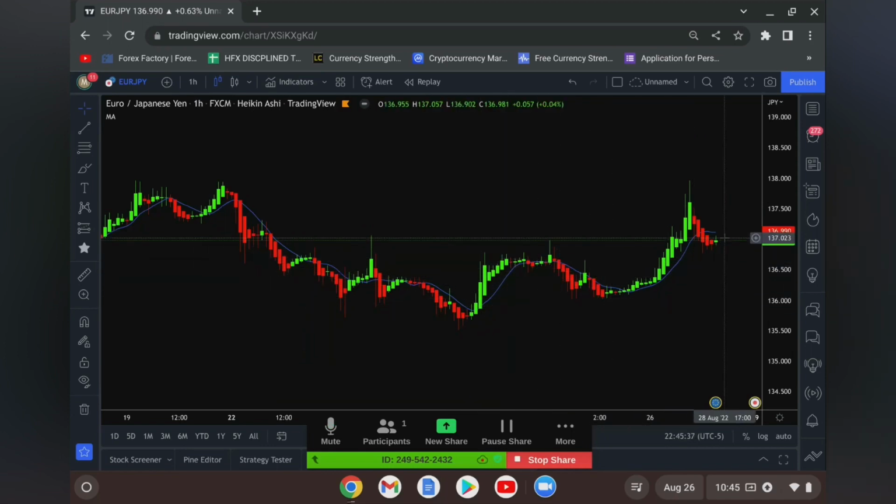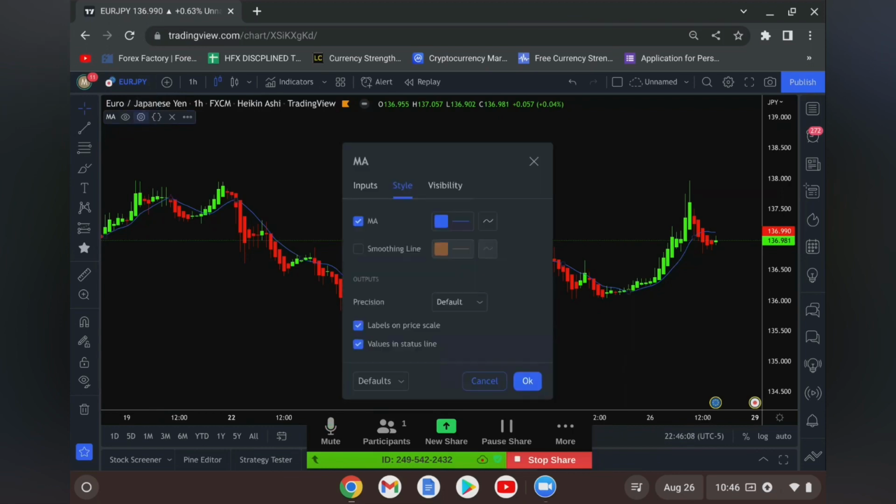What I'm going to start by doing is showing you how to change the inputs for your moving average. Now that I have the moving average added to the chart, I'm going to scroll up to the top left where it says MA, and you're going to see the settings button and some other things. Then I'm going to select the settings tab. Here in the settings tab, this is where I can change the inputs for the moving average.